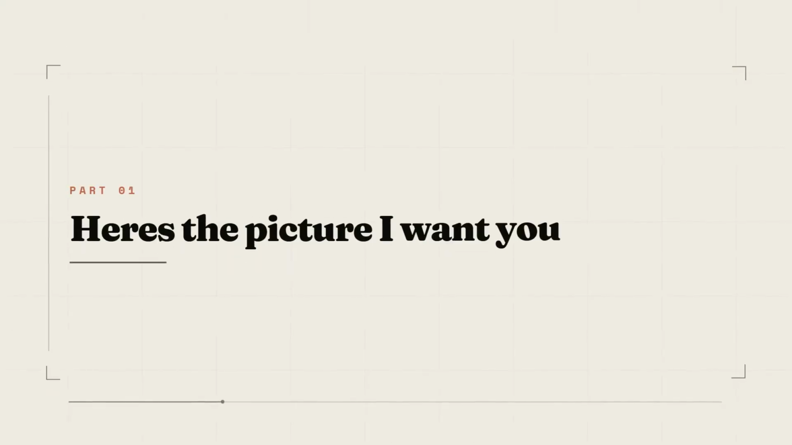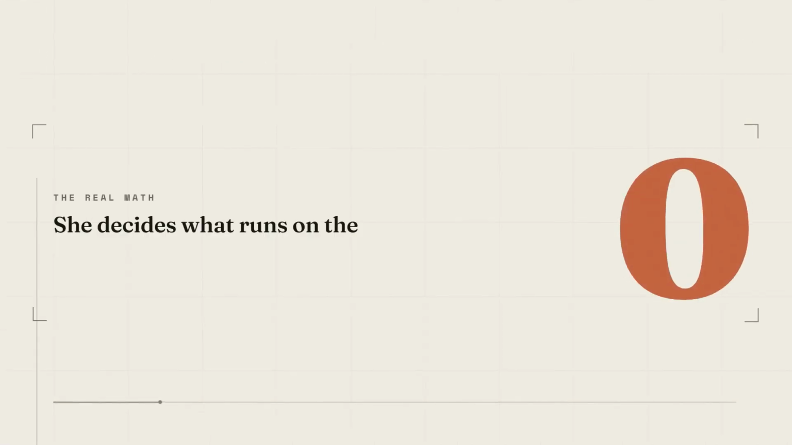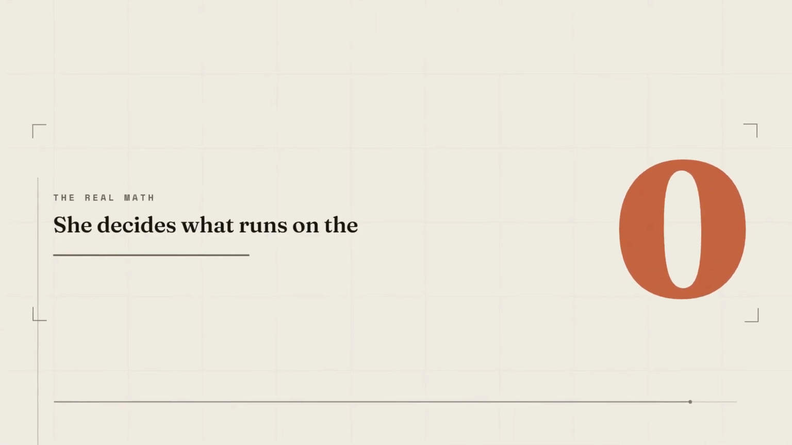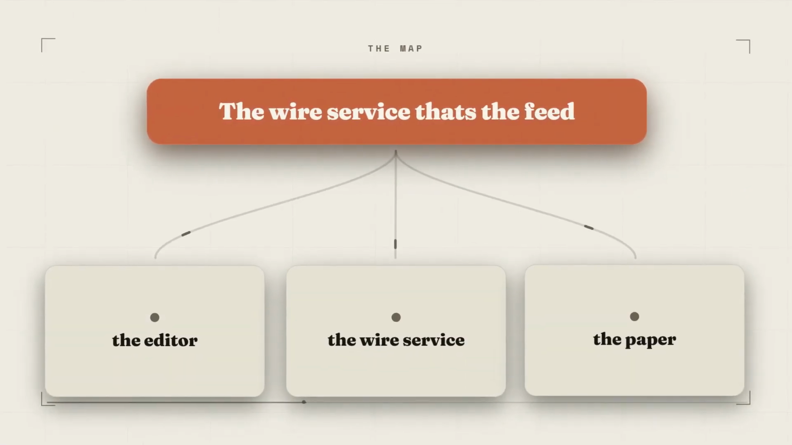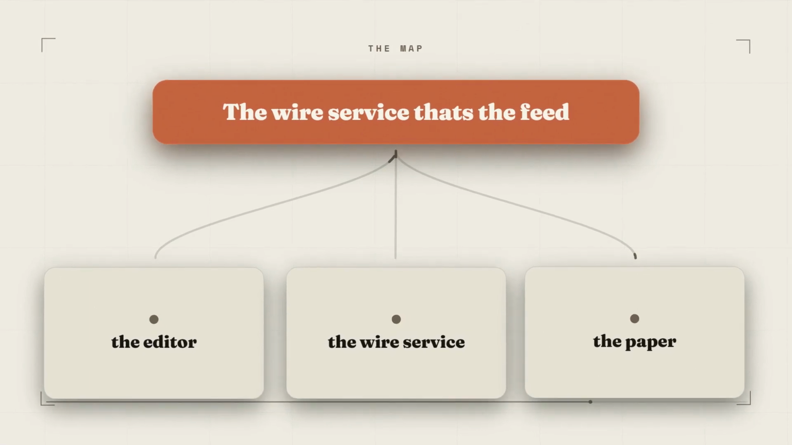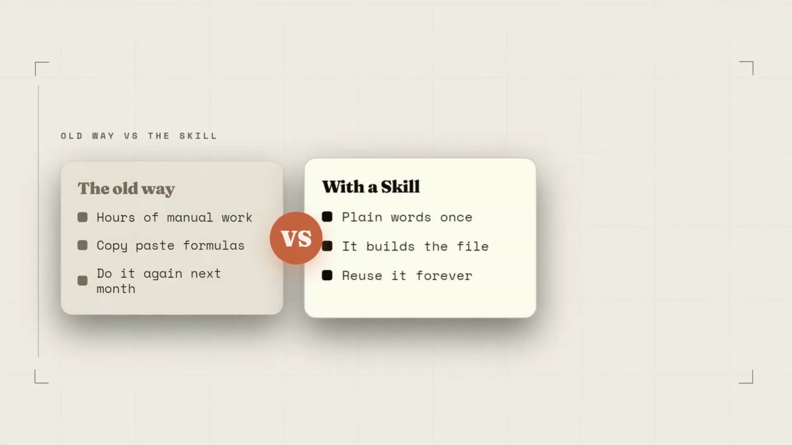But here is the question that decides whether this setup actually saves you anything or quietly costs you more. Here is the picture I want you to keep. A newspaper editor sits at a desk and makes the judgment calls. She decides what runs on the front page. She holds the gate. The wire service, that is the feed of outside reporting that fills the rest of the paper, can be any service. Swap the wire, the editor's desk does not move. You would never swap the editor to save on the wire.